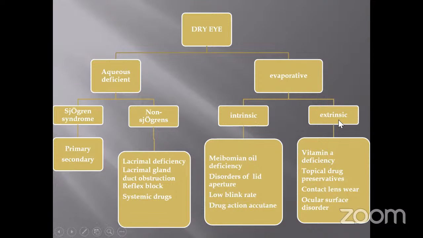So we have intrinsic factors as well as extrinsic factors. Intrinsic factors means within the eyelid itself: the meibomian oil deficiency, disorders of the lid aperture, a low blink rate, or certain drugs can also result in this type of dry eye. And extrinsic is mainly from vitamin A deficiency or topical drug preservatives. Even the lubricants that we prescribe for dry eye contain preservatives, which can themselves produce dry eye. Then contact lens wear is another important cause, and ocular surface disorders.